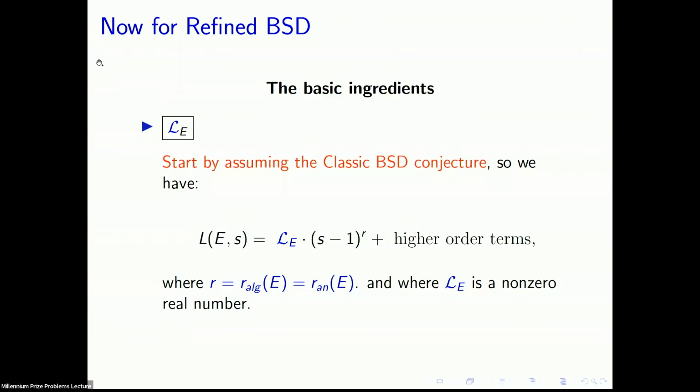The basic ingredients. The analytic L of E is simply, well, this is defined by assuming the classic BSD conjecture. So we can write LE of s is equal to some non-zero constant, actually a real constant, times (s minus 1) to the R plus higher terms. And where the R there is, we were assuming classic BSD, either the algebraic rank or the analytic rank at your pleasure.